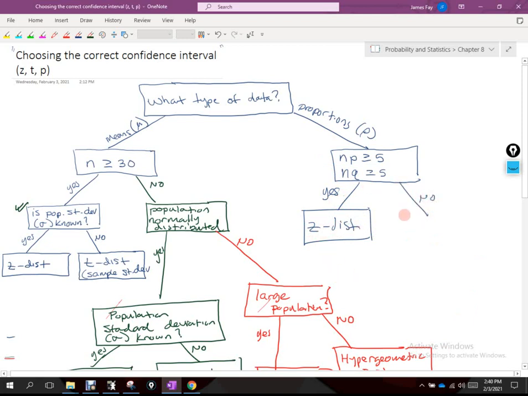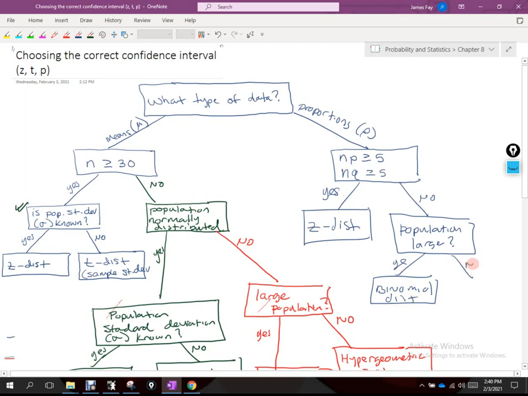If it's not normal, then we're going to ask a question about whether the population is large. And if the population is large, we can use the binomial. If the population is not large, we can use the hypergeometric. That's right, hypergeo right there.